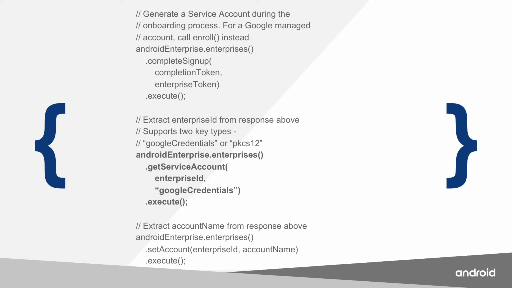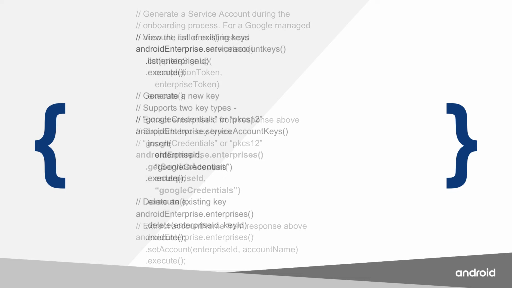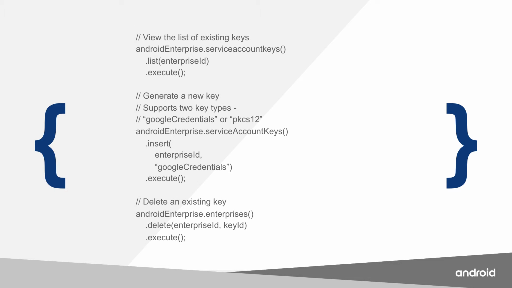So we'll dive into a short little code example here. So again, the first thing that we do here is we call complete signup with our completion token and our enterprise token. We extract the enterprise ID from that response. Again, it could be enroll instead.